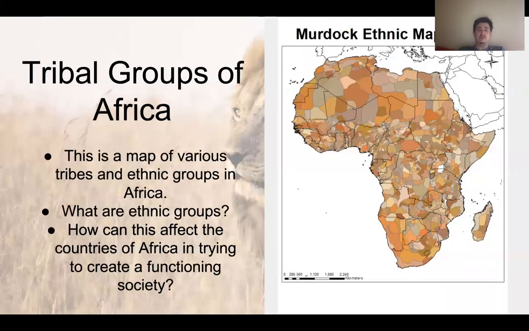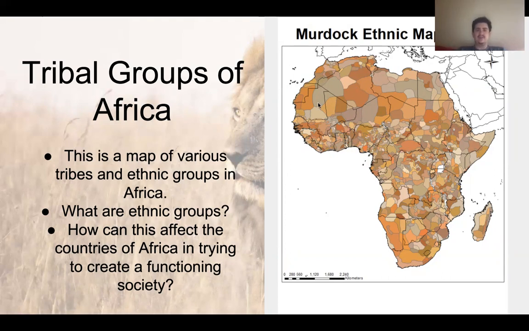Now, this one, I find this one a little interesting. So the story behind this map here is a man by the name, I forget his first name, now that I think about it. The last name, his name was Murdoch. He started studying the different ethnic groups, different tribal groups in West Africa. Now, if you remember, way back at the beginning of the year, back like August, we talked about an ethnic group is just a small group of people that have very similar cultural traits, very similar religious traditions, that kind of thing.